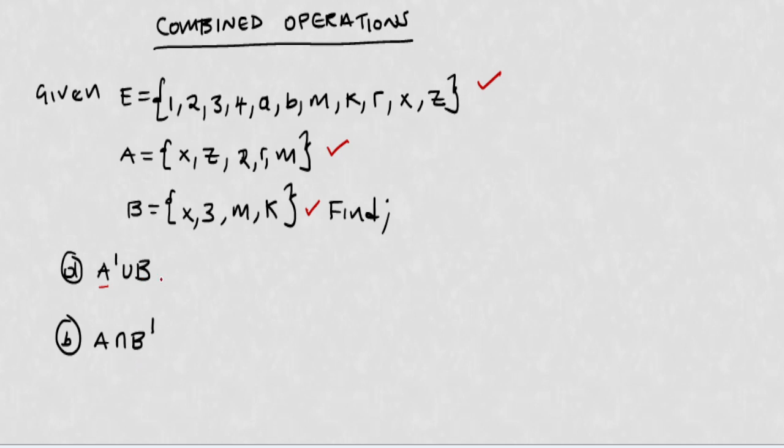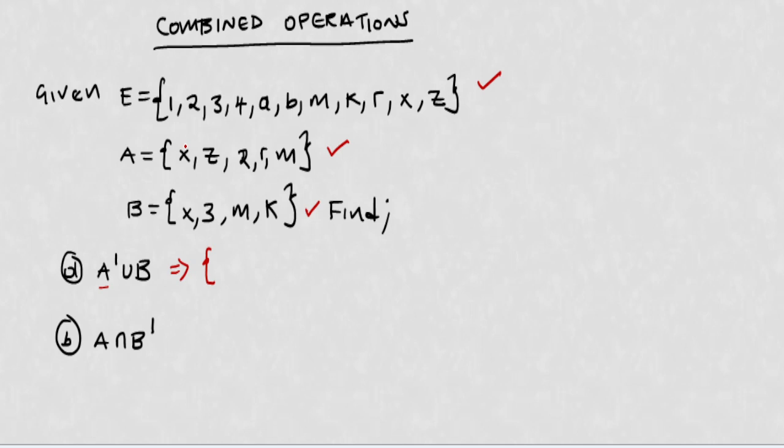So let's do this. I'm going to solve this question one by one. So what is A complement? Let us start with A complement. A complement simply means apart from the members of set A, then include those of the universal set.